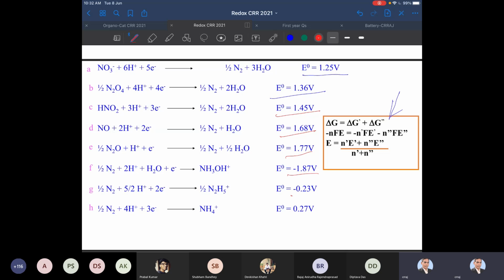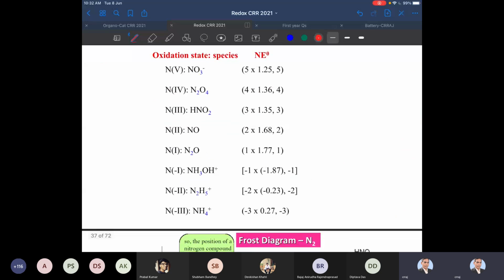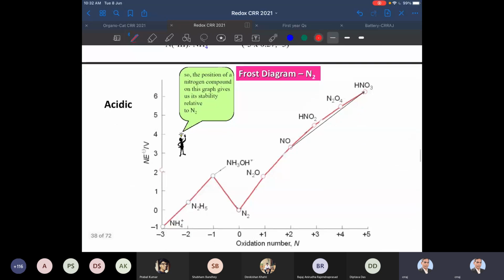Once I have calculated the potentials using this relationship, my next job is to multiply with the oxidation state and make the plot. Here I have N, and here I have nE0. That's done. Then we need to read the diagram that we have drawn using this potential data. I simply multiplied it and plotted it. There is no need to read it by rote.